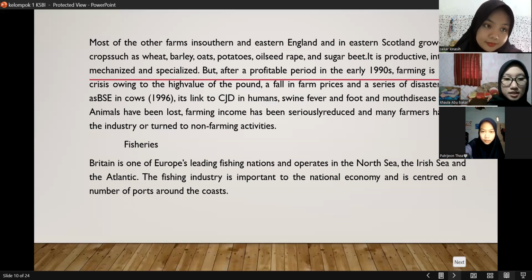And next is fisheries. Britain is one of Europe's leading fishing nations and operates in the North Sea, the Irish Sea, and the Atlantic. The fishing industry is important to the national economy and is centered on a number of ports around the coast.